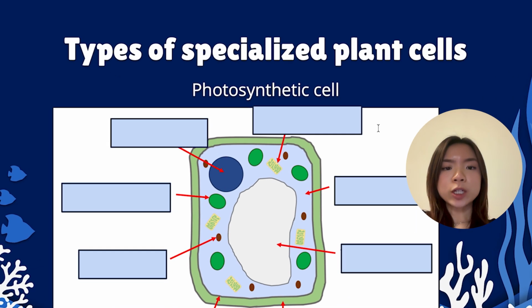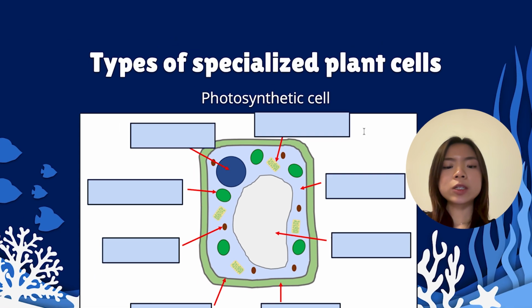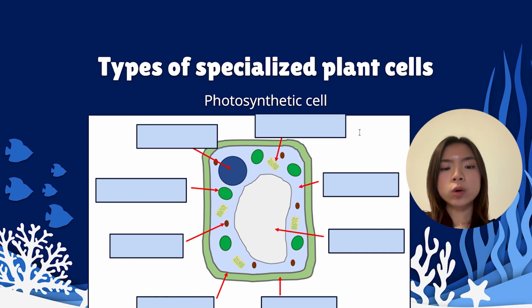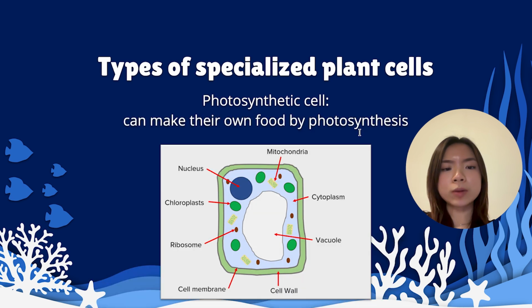The next type of specialized plant cell we're going to be talking about is the photosynthetic cell. So this would look quite similar to the normal plant cell that we talked about before. So here I've covered up the labels again and try to fill in the blanks.